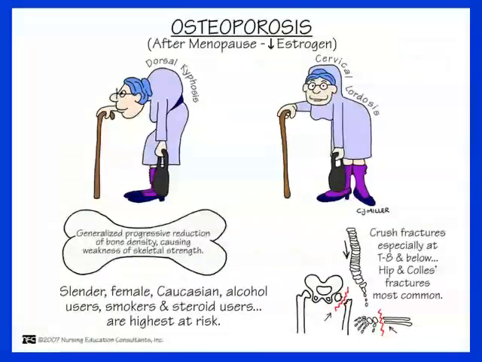And again, after menopause, we have decreased estrogen, and it will cause kyphosis, which you can see is like that buffalo hump, or cervical lordosis, which is a little bit lower. And it's got the risk factors and the possibility of crushes that are there.